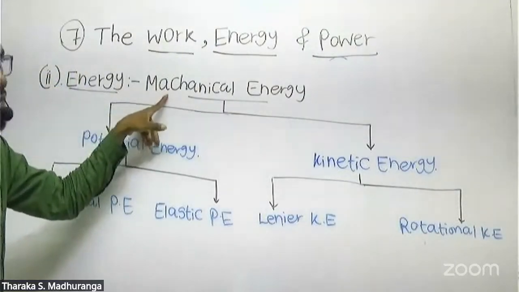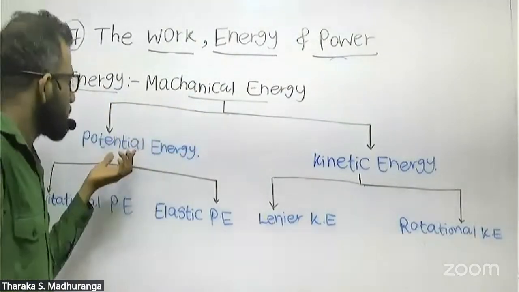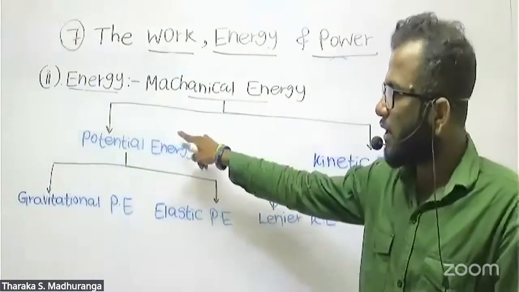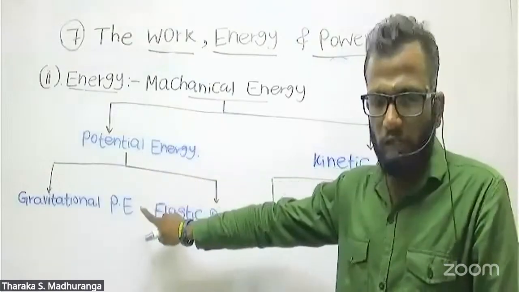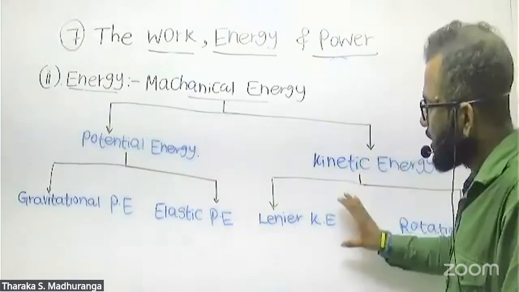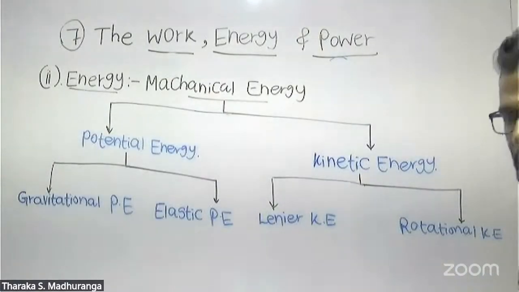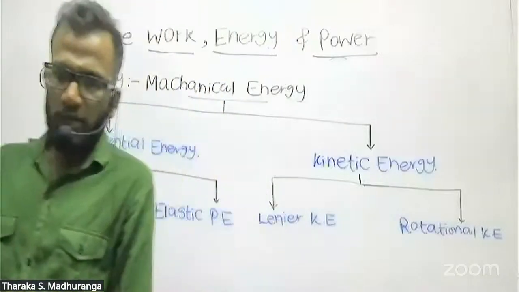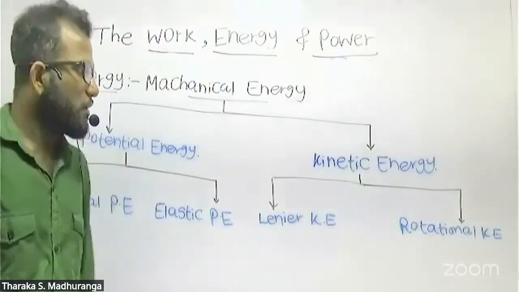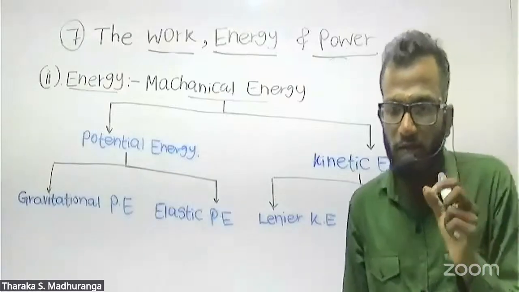The mechanical energy we divide into two main types, the potential energy and kinetic energy. The potential energy again has two types, gravitational potential energy and elastic potential energy. The kinetic energy again has two types, linear kinetic energy and rotational kinetic energy. Keep some space. I can't imagine what space is required; you can complete that while watching the recording.